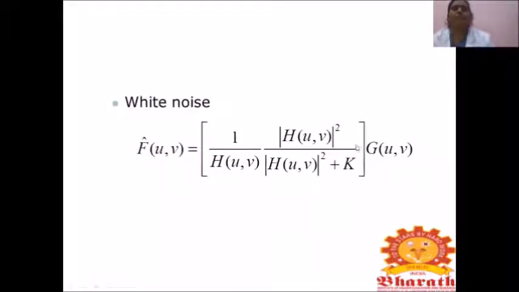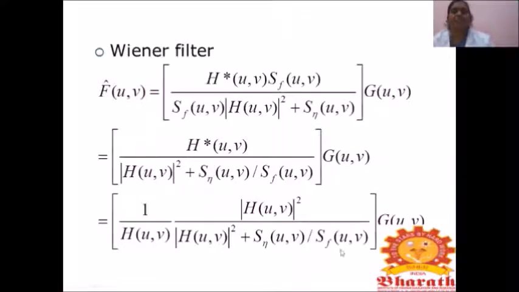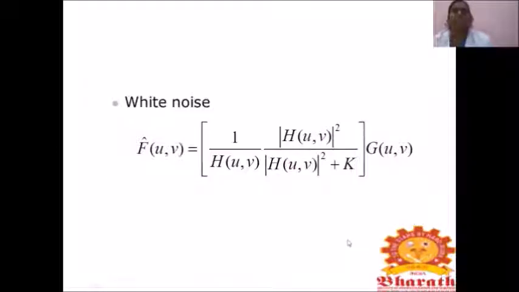In the same formula, we have to replace this whole term, Sn of u comma v divided by Sf of u comma v, with some constant value k, right? So the working of the Wiener filter is, we have to give the value of k. K is equal to 0, right? We apply k equal to 0 and get the output. If the output is exactly the same as the original image, then k equal to 0 is successful for the Wiener filter. If it is not, then we have to apply k equal to 1.